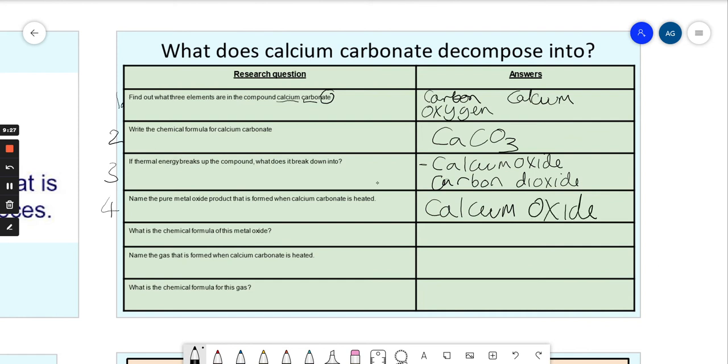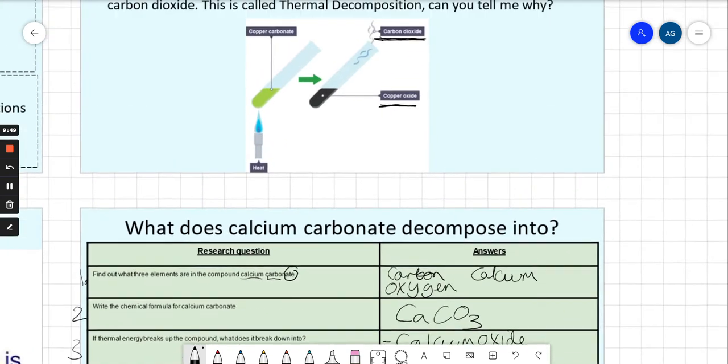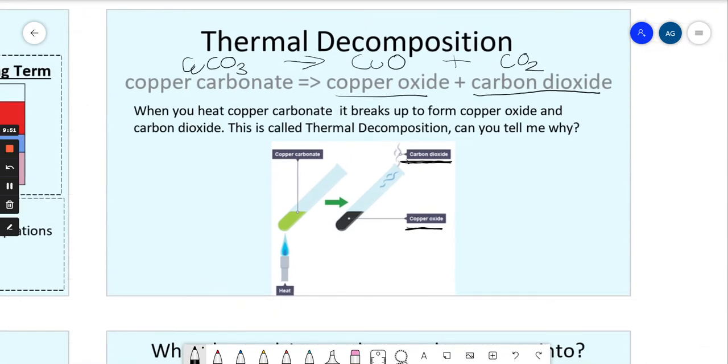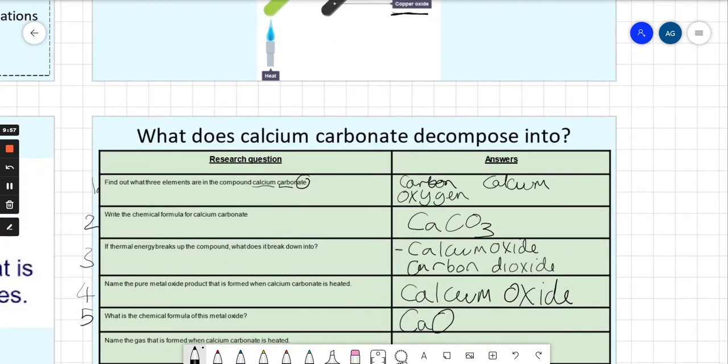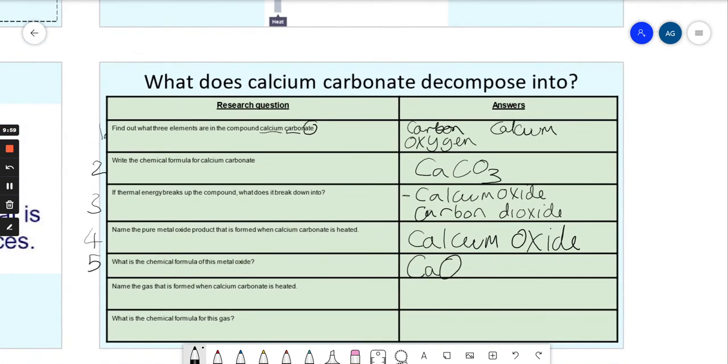Calcium oxide. What is the chemical formula for this metal oxide? Calcium oxide. If we look back up at our copper oxide, we'll see it's CuO. That's copper oxide. So for calcium oxide, we swap out the Cu for copper for the Ca for calcium, which gives us the formula for calcium oxide.